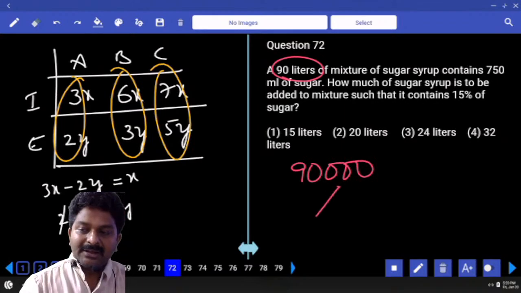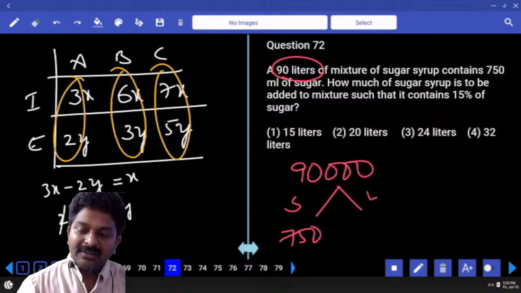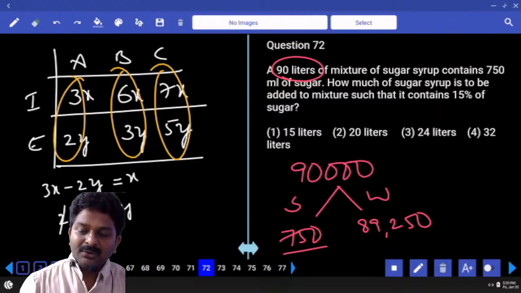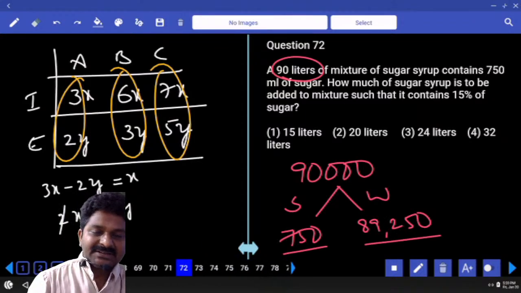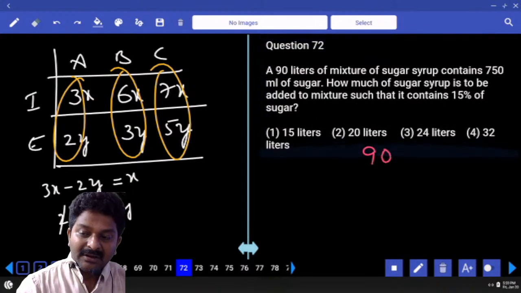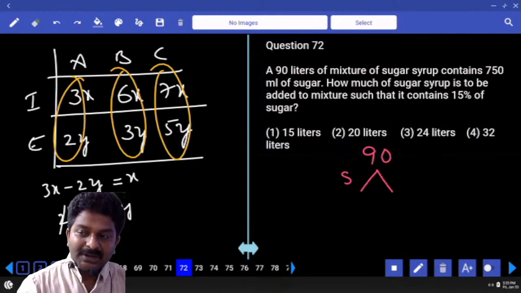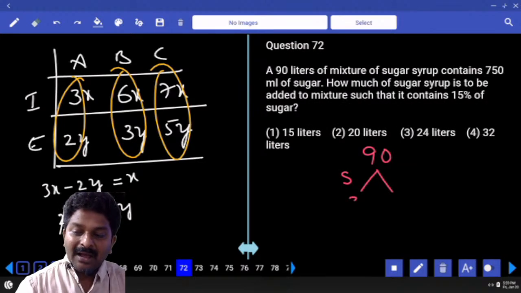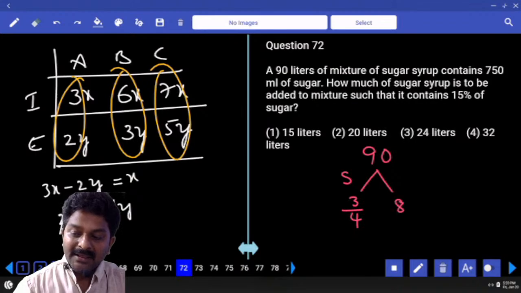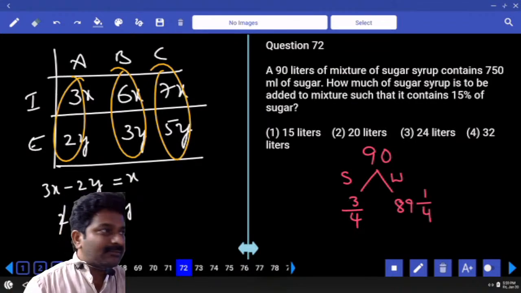Out of 90,000, if 750 is sugar, then water is 89,250. You are using a 3-digit number and then a 5-digit number. It is going to be a lengthy one. So what I will do is, out of 90, sugar is 750 ml. I will write it as 3/4 liter. The remaining 89 1/4 is water.